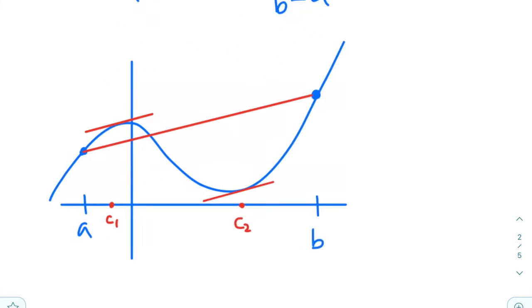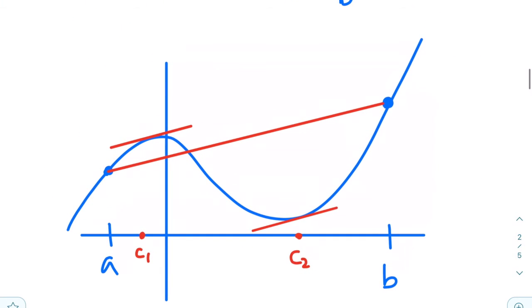So what do I mean by that? Let's look at this graph here. So we have interval a to b. The points of a and b are right here. And we found the secant line right here.